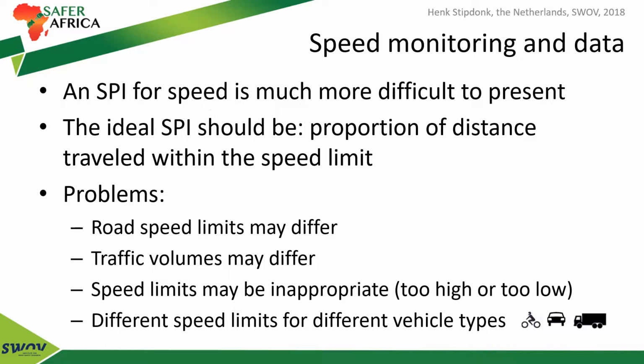For a national measure of speed, we have to distinguish between different road types. This is a common thing to do. Hence you should use different SPIs for motorways, for urban roads, for rural roads, at the least.